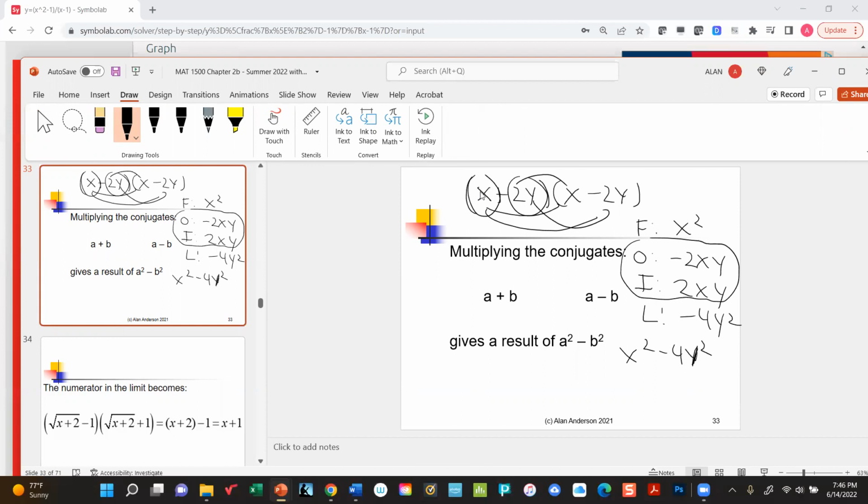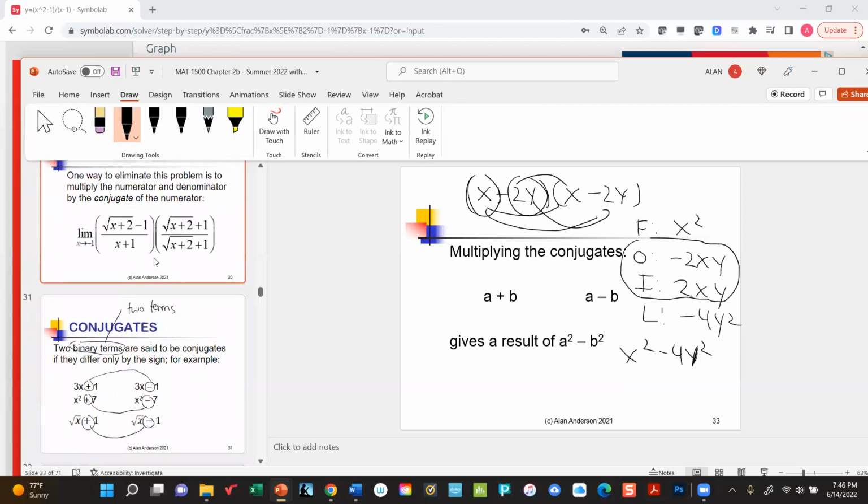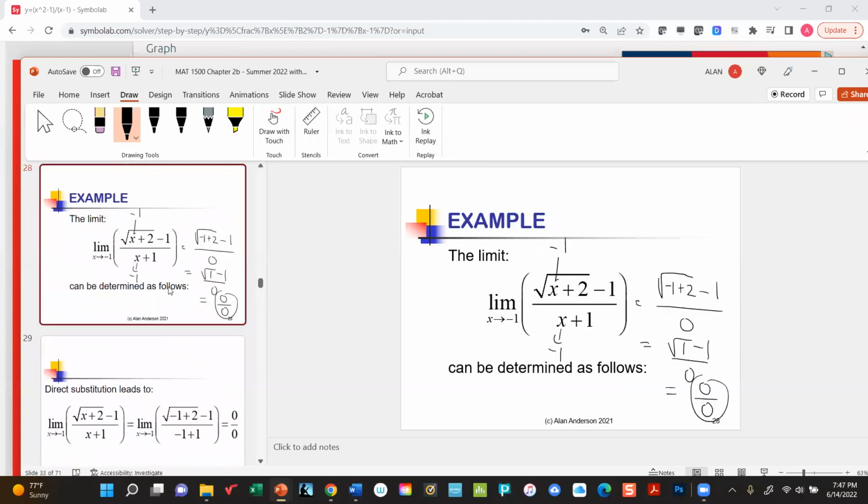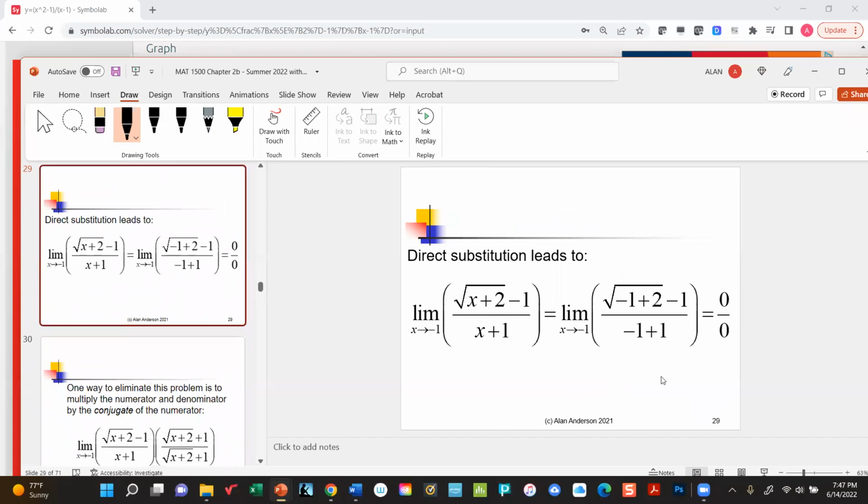And this kind of thing can often end up simplifying whatever problem we're working on, especially when there's square roots involved. So let's see, how would that work up here? Well, yes, you can see here that the direct substitution leads to 0. What would be the conjugate of this? The conjugate would be this. Okay, so again, they're the same except for the signs.